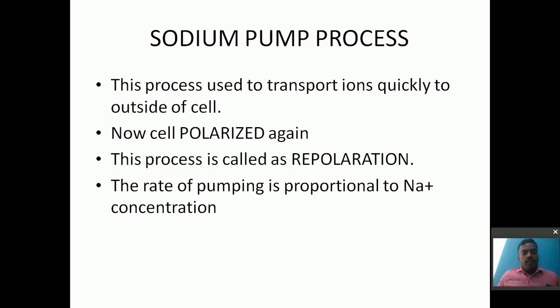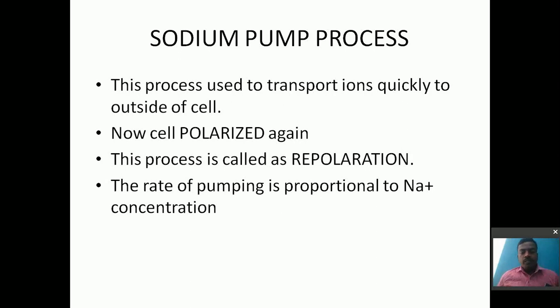Then another important question is the sodium pump. What is a pump? What is a water pump? A water pump is used to get water from a bore or well. In the same way, the sodium pump takes the sodium ions outside. The water pump takes the water outside from the ground. In the same way, the sodium pump is used to take out the sodium ions from the cell. From the cell the sodium ions are taken outside. That process is called the sodium pump process.